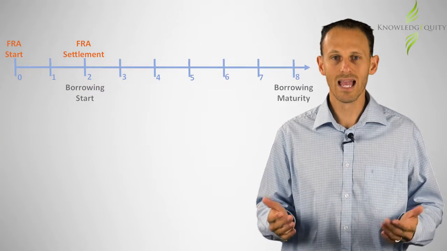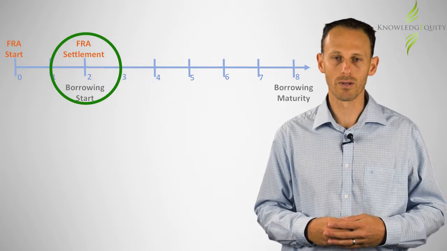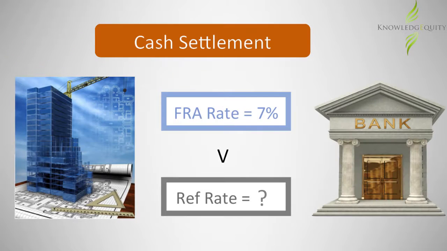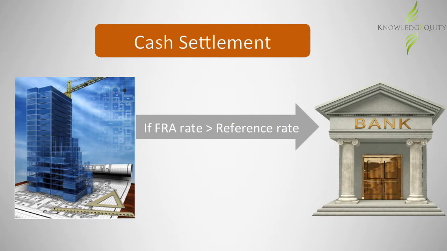In 2 months' time, at the start of the 6-month borrowing period, the FRA would be cash settled. To calculate the settlement amount, the locked-in FRA rate is compared to the actual 6-month borrowing reference rate at that date. Let's say the 6-month reference rate is 6%. As the FRA rate is higher, the borrower pays the counterparty the interest differential of 1%, which works out to be $5,000 for the 6-month duration of the borrowing.